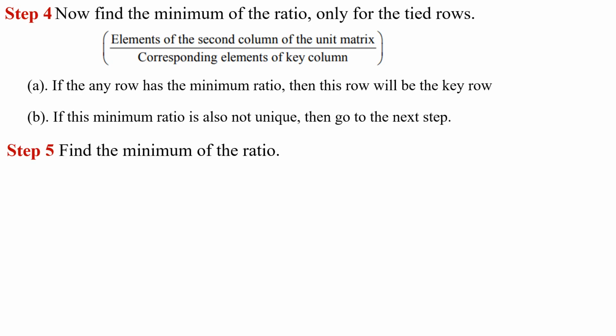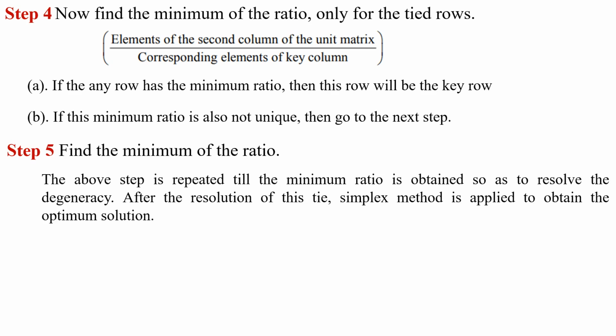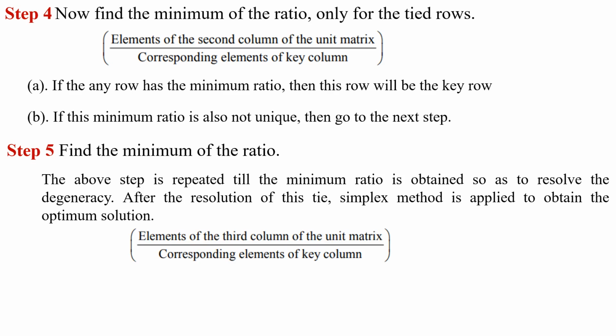Next step is to also find the minimum ratio, but here we take the elements of the third column of the unit matrix divided by the corresponding elements of the key column. This step is repeated till the minimum ratio is obtained so as to resolve the degeneracy. After the resolution of this type, the simplex method is applied to obtain the optimal solution.